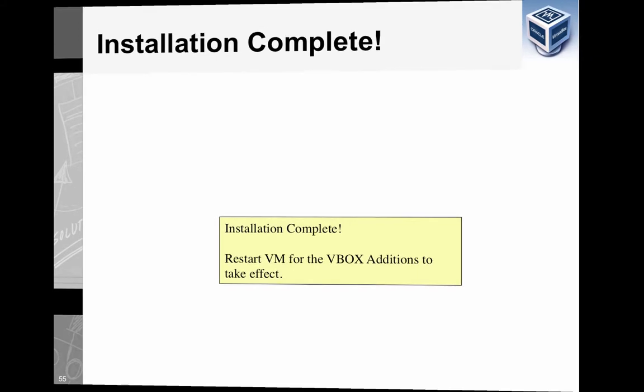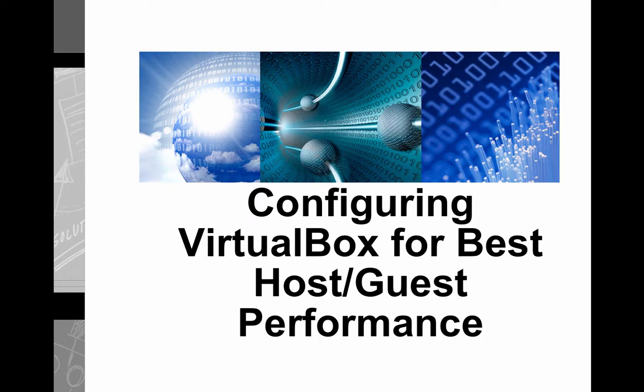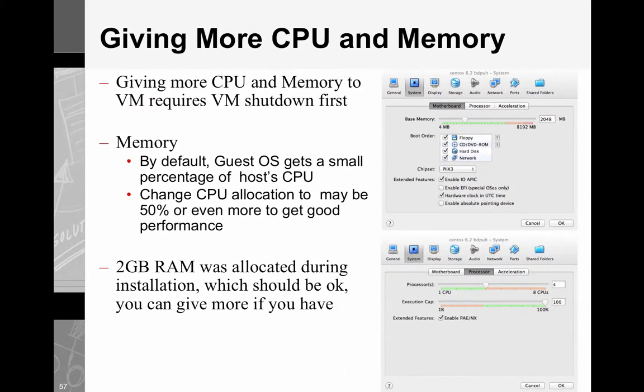Now you can configure VirtualBox for best host and guest communication performance. If you want to give more CPU or memory, all you need to do is shut down your VM, go to settings, and then this dialog window will be launched where you go to system. In the motherboard, you can say how much RAM you want. Of course, we chose the default of 2 GB. You can also go to processor, where you can say how many processors you want for your VM. I have 8 CPUs, so I selected 4. I gave 4 to my VM. It all depends upon how many VMs you're running.